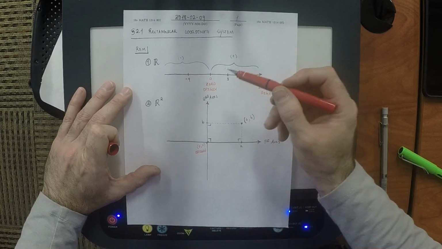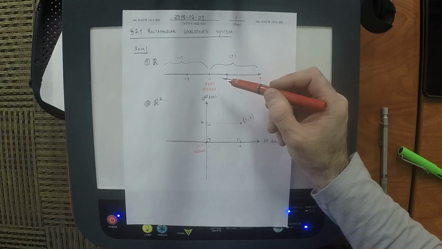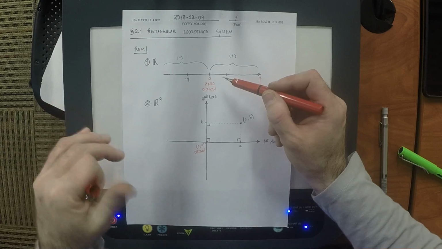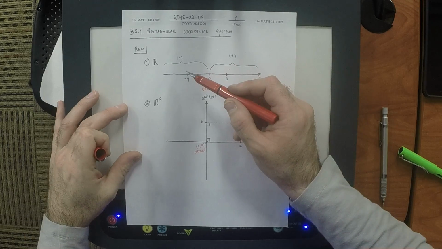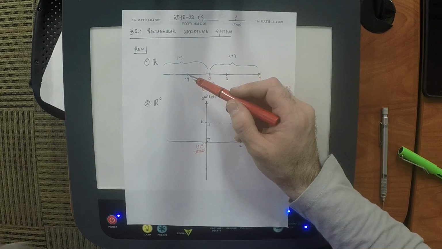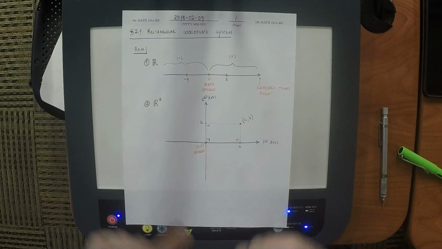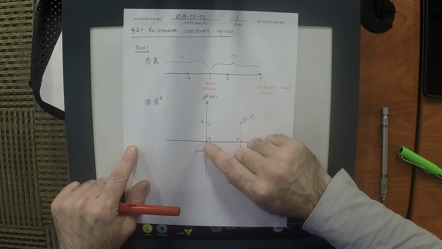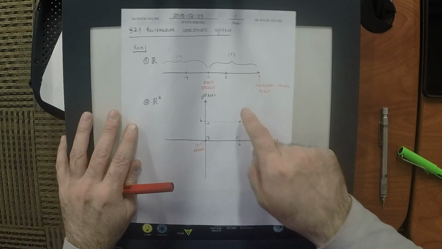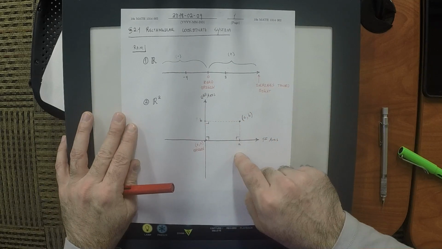All right. In the case of the line, the origin splits the line into two pieces. The piece on the left, which we refer to as the negative piece, and the piece on the right, which we refer to as the positive piece. In the case of the plane, the origin splits the space into 4 pieces. 1, 2, 3, 4 pieces.